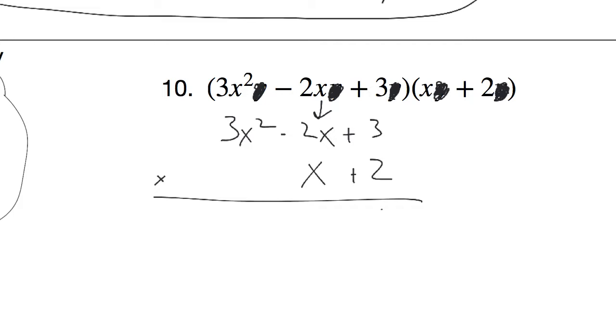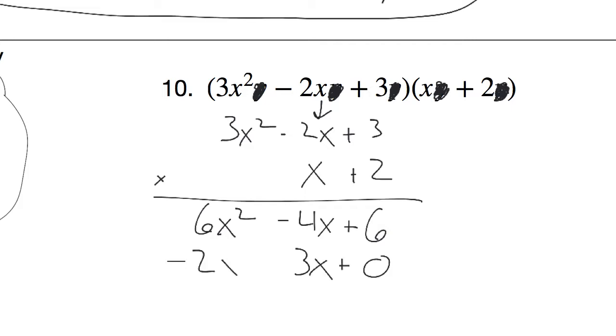2 times 3 is 6. 2 times negative 2x is negative 4x. And 2 times 3x squared is going to be 6x squared. And a 0 goes there. x times 3 is 3x. x times negative 2x is negative 2x squared. And x times 3x squared is 3x to the third.